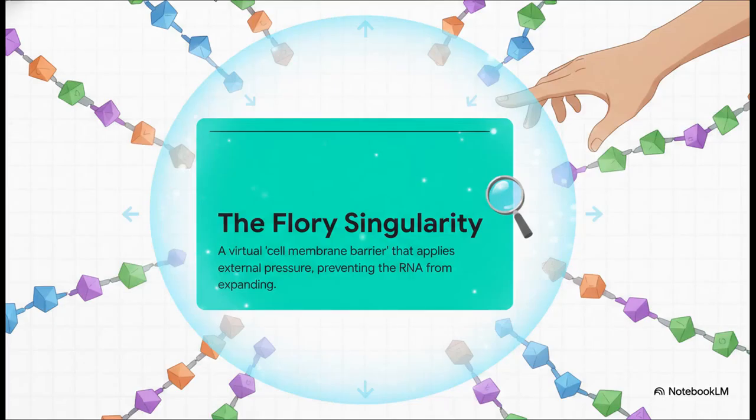Well, in the simulation, the Flory singularity is basically a virtual cell membrane. Think of it like an invisible fence that's programmed right into the code. It just says, nope, you can't go past this point. The second that RNA chain tries to expand beyond this wall, wham, a powerful force shoves it right back in. It's this crucial outside-in kind of pressure.